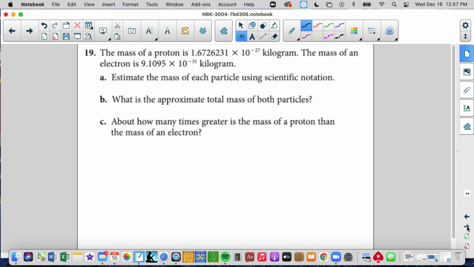The mass of a proton is 1.672623 times 10 to the negative 27. So we know that we're going to be moving that decimal that way. That's talking about a really small number. The mass of an electron is 9.1095 times 10 to the negative 31 kilograms. Estimate the mass of each particle using scientific notation.